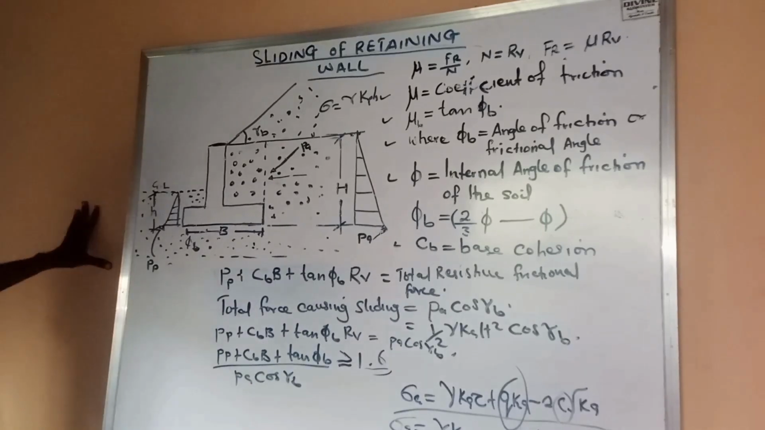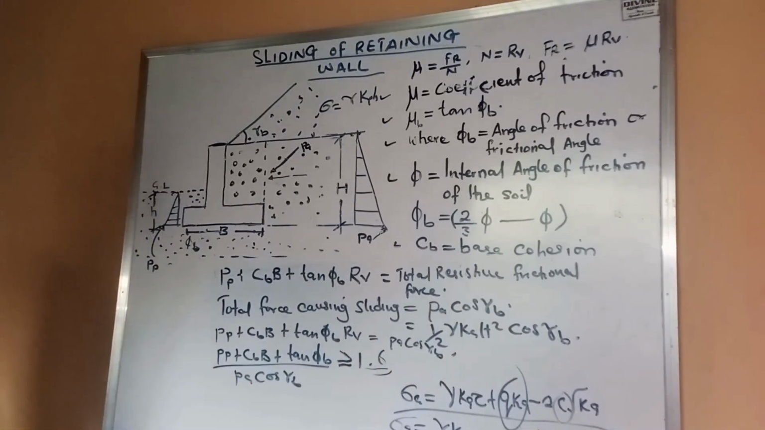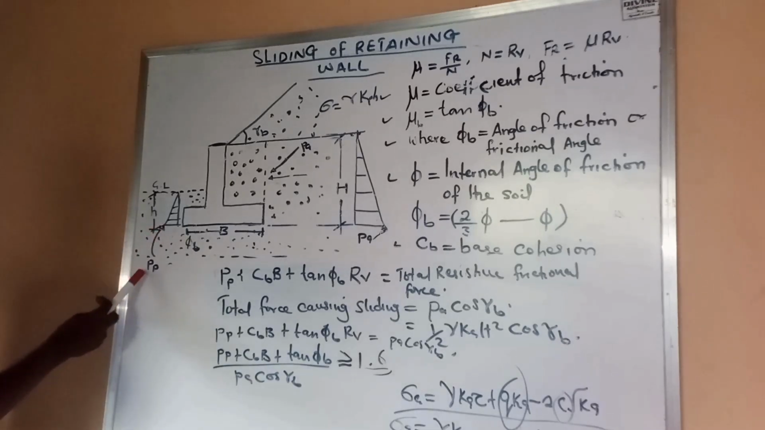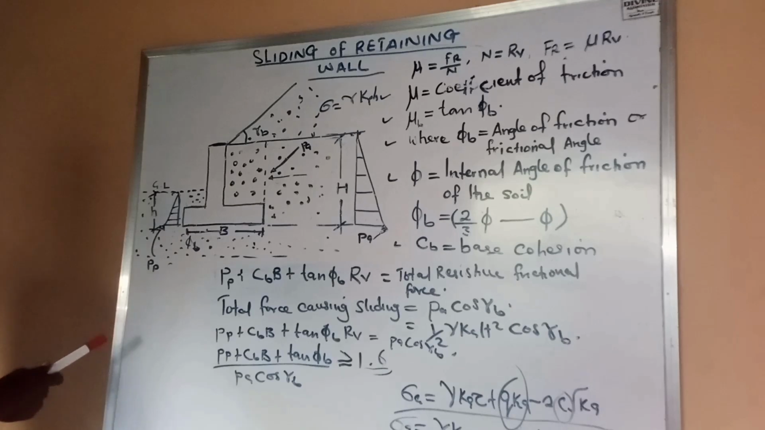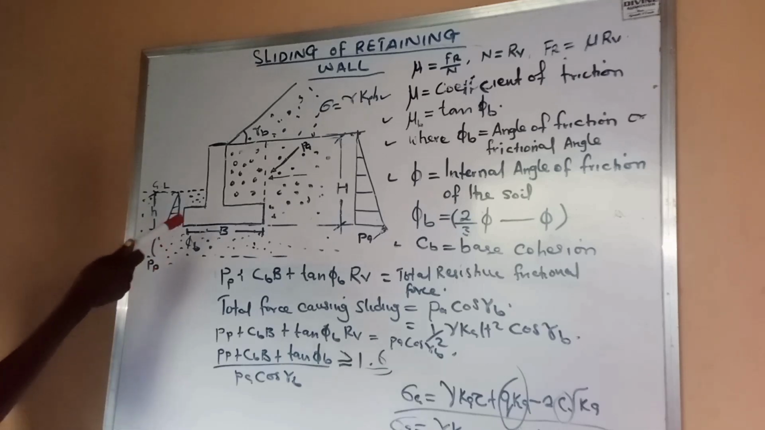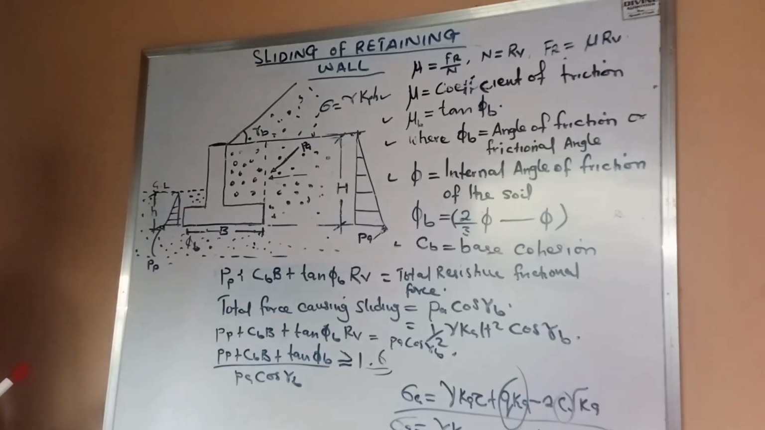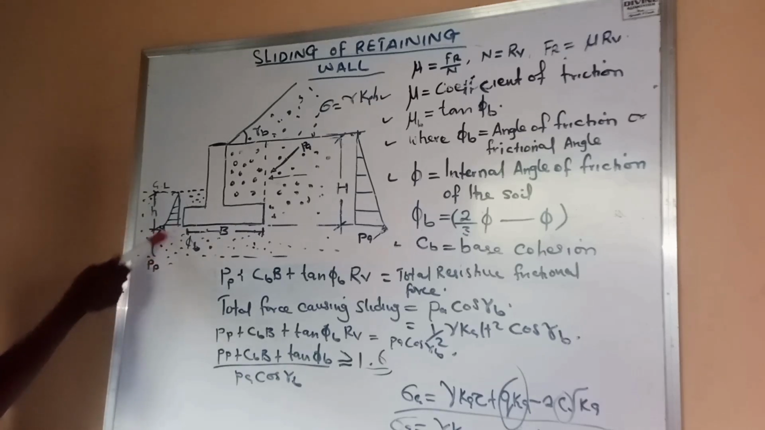So now let's look at the forces that are going to participate in this retaining wall. First of all, we know that the passive pressure Pp is at this point. Of course, for the structure to remain in a state of equilibrium, all resistive frictional force must be equal to the applied force causing it to slide. All right, so all the forces that are going to cause the structure to slide must be equal to the resistive frictional force.